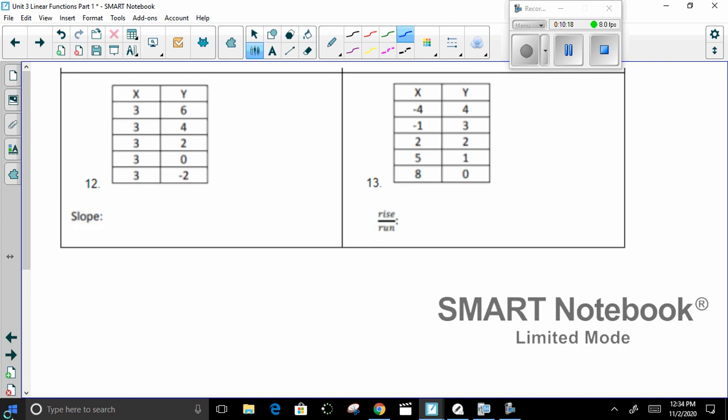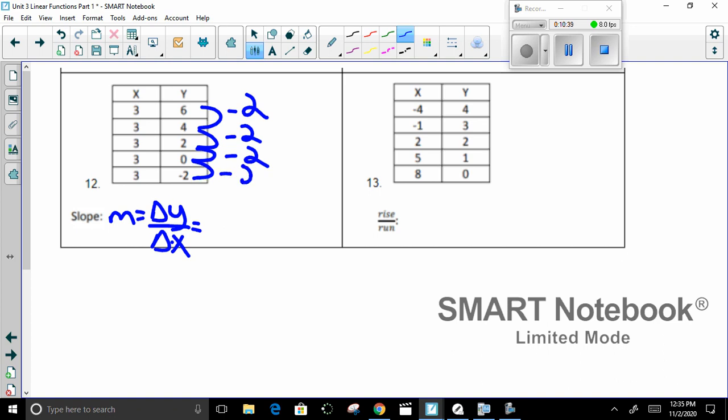All right, let's look over here. What we got going on here? My slope, my m, my change in y over change in x, my rise over run. All that stuff means the same thing. So let's check the y column. From 6 to 4, I'm subtracting 2. From 4 to 2, I'm subtracting 2. 2 to 0, I'm subtracting 2. 0 to negative 2, I'm subtracting 2. So I'm consistently doing the same thing there.